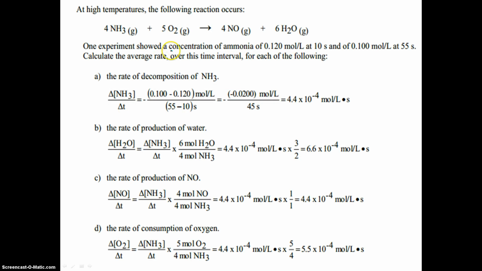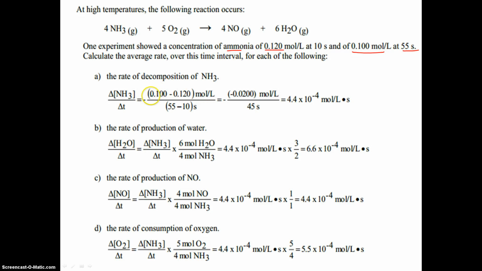At high temperatures, the following reaction occurs. This is ammonia reacting with oxygen gas. You get nitrogen monoxide and H2O. It shows the concentration of ammonia of 0.12 at 10 seconds, and then 45 seconds later, at 55 seconds, we had a concentration of 0.1, so it decreased. Calculate the average rate over this time interval.